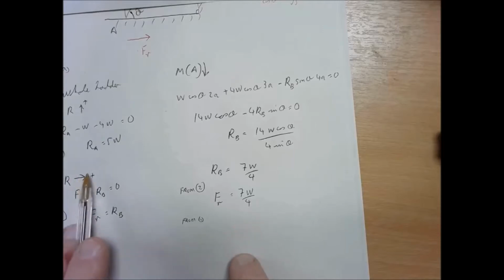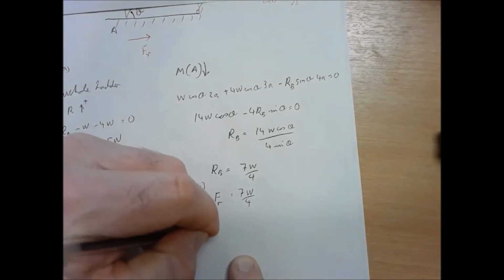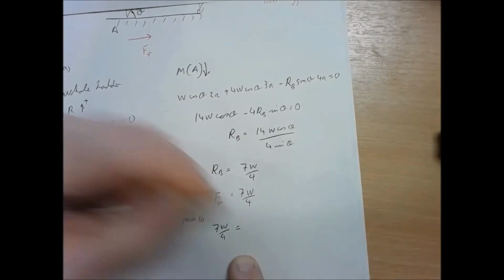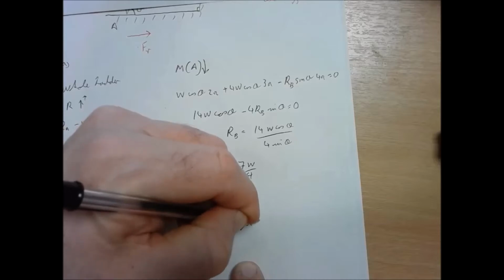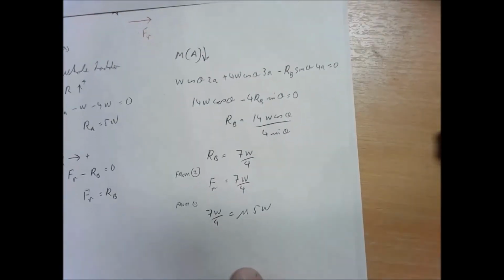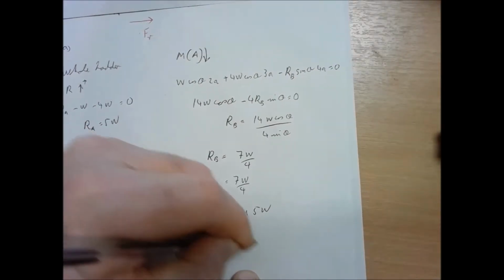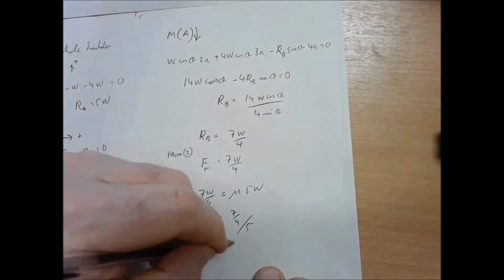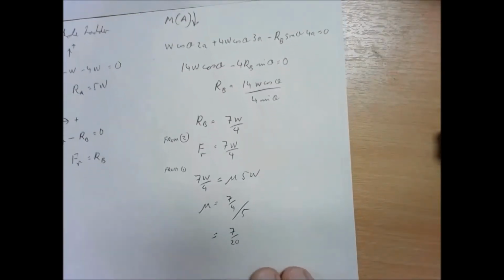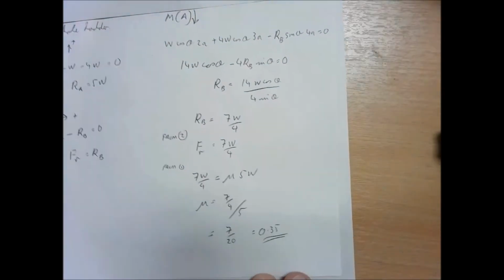So we know from 1 that R is 5W. So 7W over 4 equals mu times 5W. The W's cancel out. Mu equals 7 over 4 all over 5, which equals 7 over 20, which equals 0.35, which is what we're after.